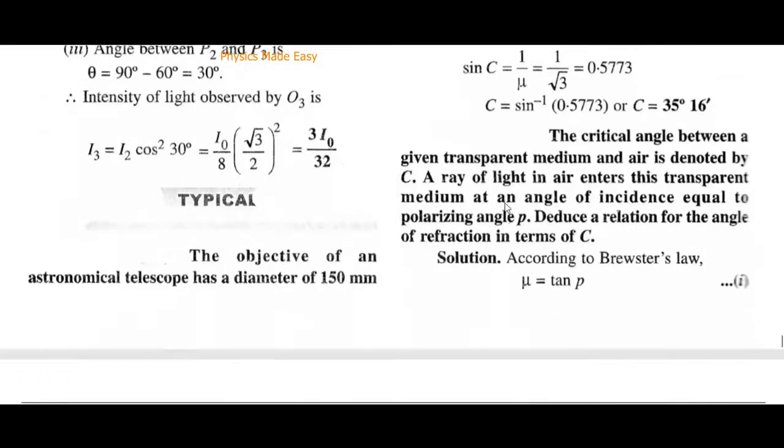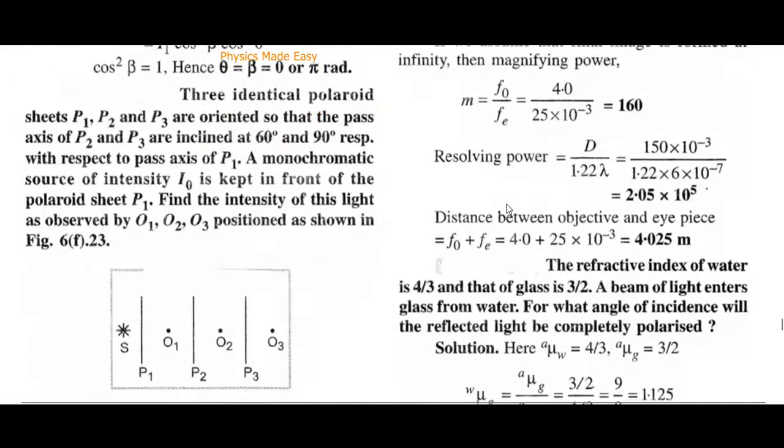This is a very good problem. In fact, three identical polaroids P1, P2 and P3 are oriented so that the pass axes of P2 and P3 are inclined at an angle of 60 and 90 with respect to P1. So this makes the pass axis of P2 inclined at an angle 60 with P1, and P3 at 90 with P1, so the relative angle between them is 30. I think now the problem is over.